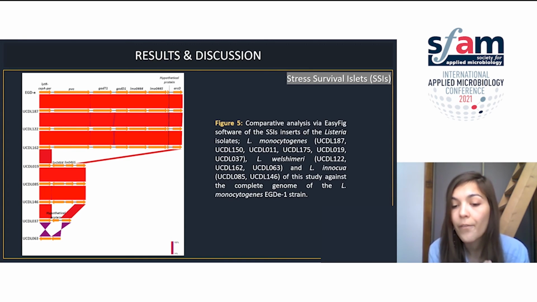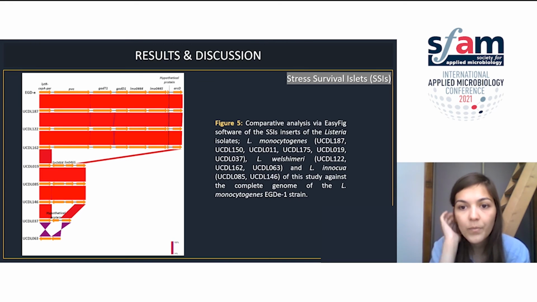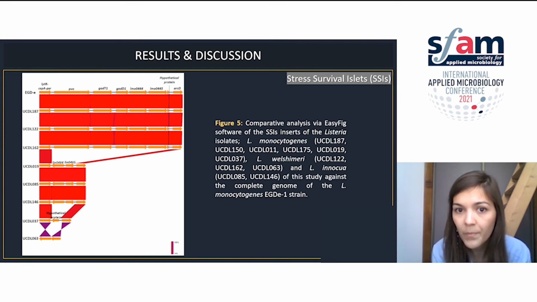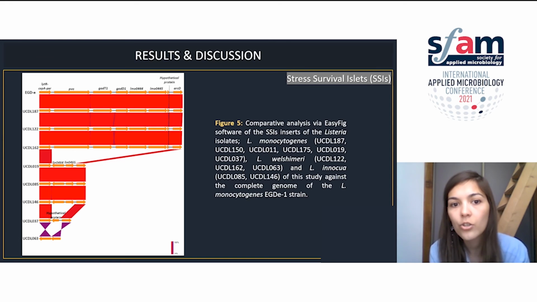So, another valuable part of our study are the stress survival islets. In figure 5, you can see a representation of the SSIs which were present among our isolates. In general, the SSIs have been previously suggested as important for the persistence of Listeria in food facilities, in particular due to their benefits related to survival under a variety of stress conditions like low pH, which is supported by SSI-1, alkaline pH covered by SSI-2, and oxidative conditions which are covered by both SSIs.